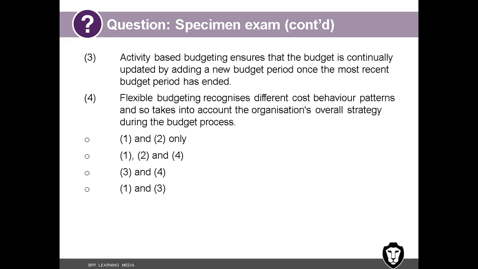Activity-based budgeting ensures that the budget is continuously updated by adding new... No, this is rolling budget. The budget is continually updated by adding a new budget period once the most recent budget period has ended. What is this? That is rolling budget, not ABC. That is a correct definition of rolling budget, not ABC.